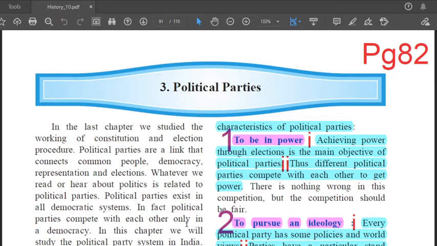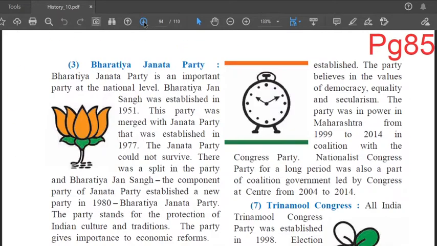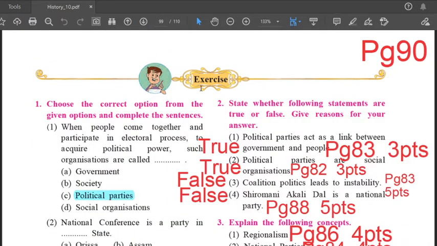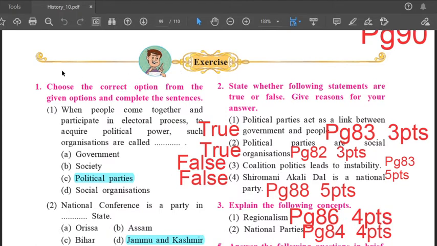Standard 10th, Political Science, Lesson number 3, Political Parties. We'll see the textual question answers of this lesson. So open your textbooks to page number 90. The exercise at the end of the lesson.